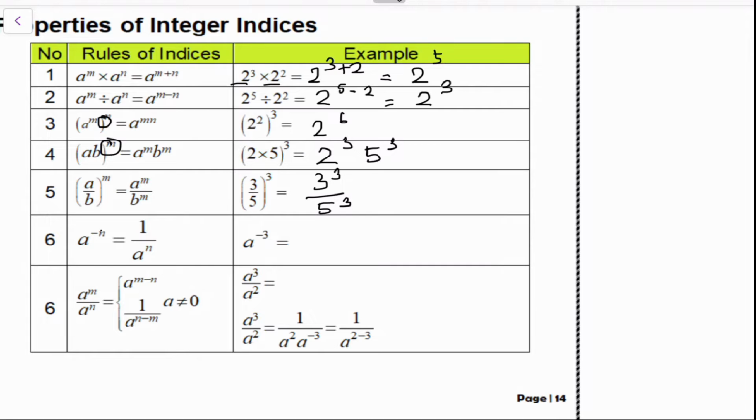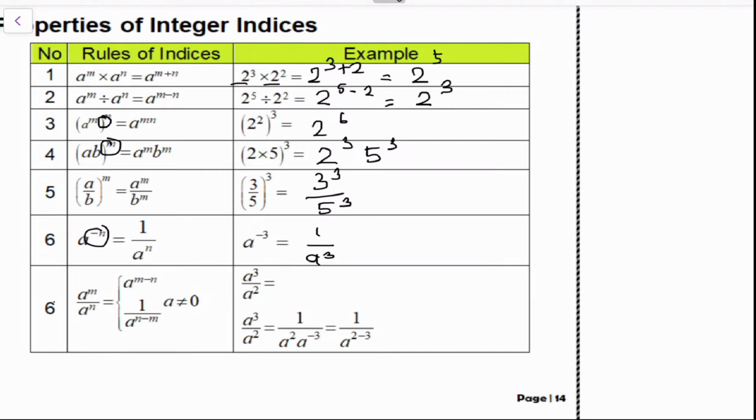Okay, so for number 6, you can refer to negative index, where when you're dealing with a negative index, you should make it positive by moving it to the denominator. So it will be 1 over a to the power of 3. Once you move it to the denominator, the negative index will turn to a positive index.